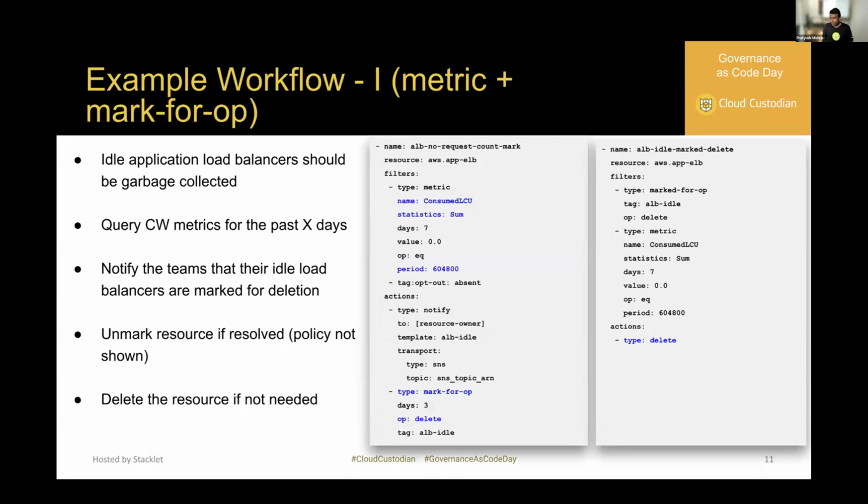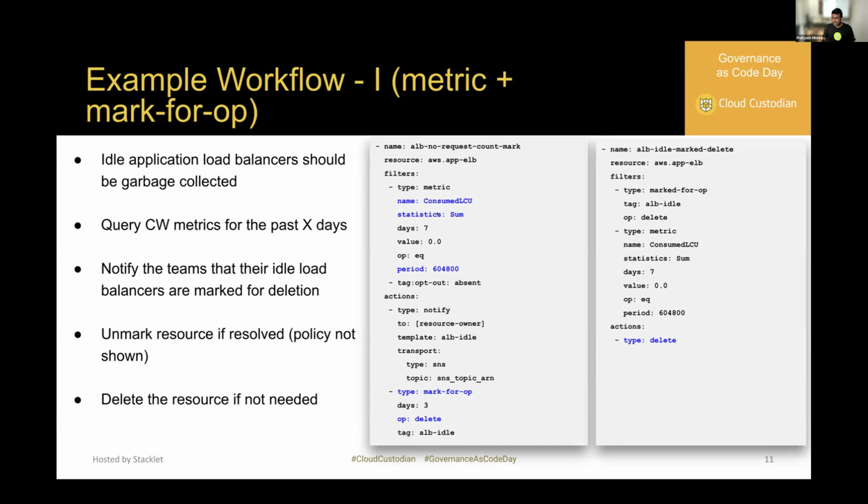Finally, I wanted to go through some of the policies that could be used when building these automated remediation workflows. The first one here I would like to start with is the metric filter that I talked about in the previous workflow. And the goal here is to surface up all idle application load balancers.